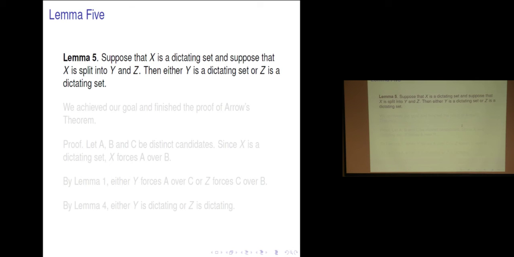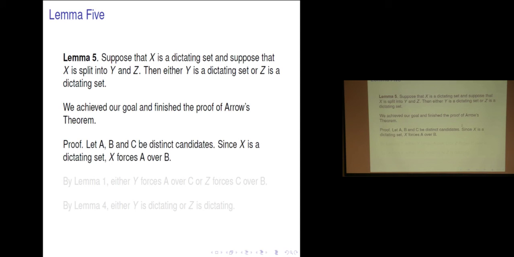Okay, last one. So this is really the goal. Suppose X is a dictating set, and suppose we split X into Y and Z. Then either Y is dictating or Z is dictating. Okay, proof, easy. By the way, once we finish lemma 5, we achieve our goal. This is what we want to show. And that finishes the proof of Arrow's theorem, right? Okay, so let's prove lemma 5.